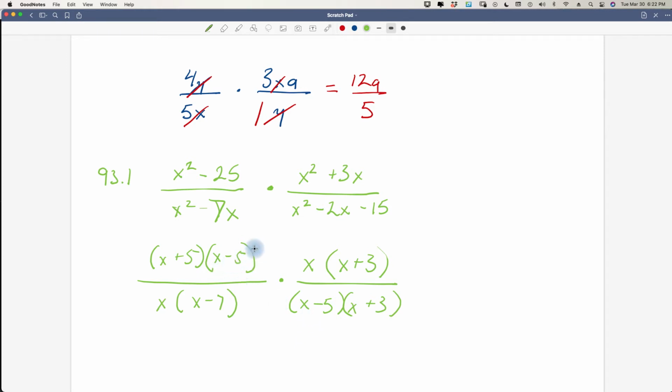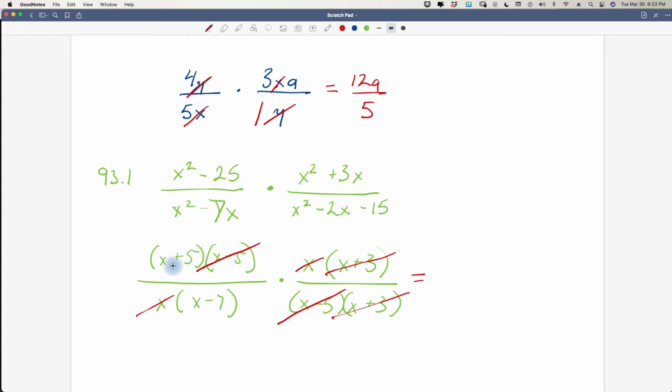Well, do you see what I see? I see an x minus 5 here. Let me switch to my red pen. We have an x minus 5 here and an x minus 5 here. We have an x here and an x here. We have an x plus 3 here and an x plus 3 here.